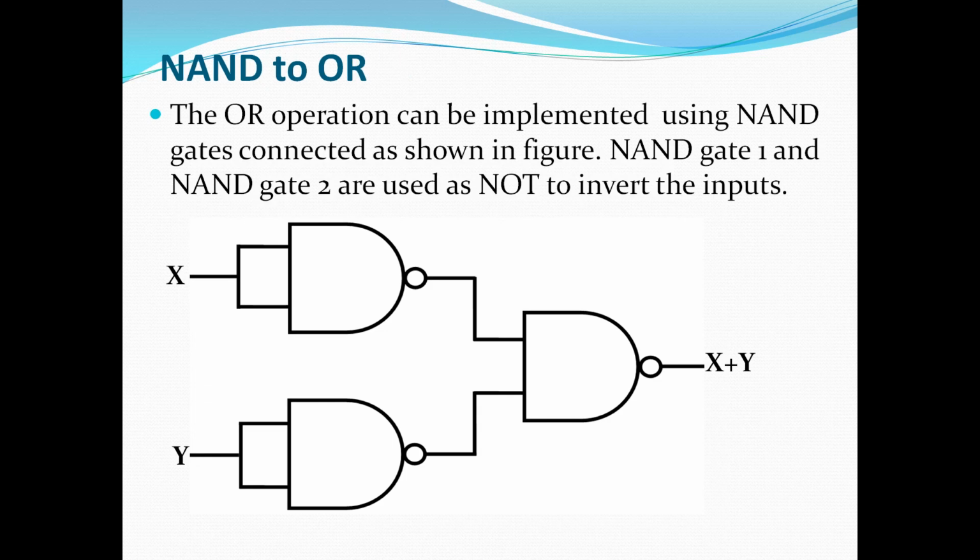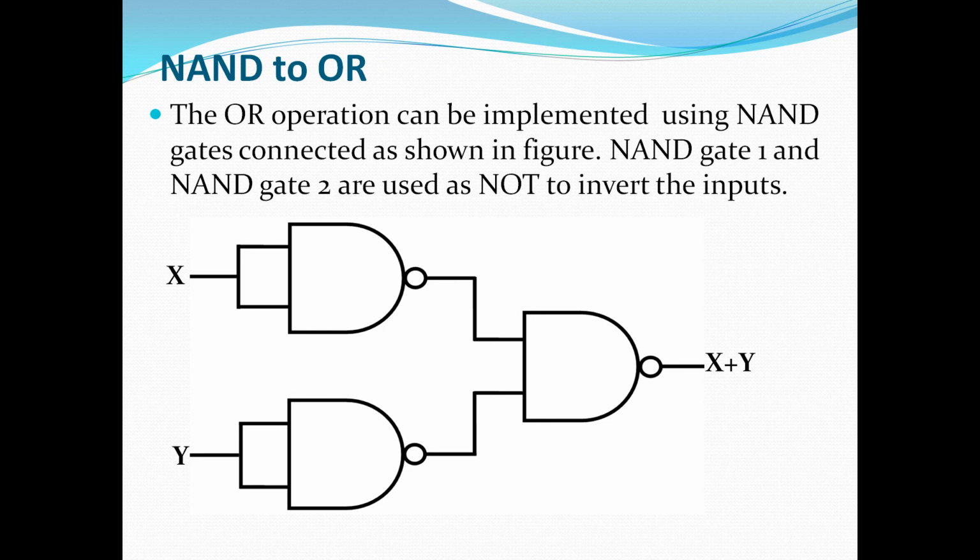The next one is NAND to OR. How are we going to implement the OR operation using the NAND gate? When you are going to implement the OR operation using the NAND gate, mainly three NAND gates are required. See the figure. In that figure, three NAND gates are connected.